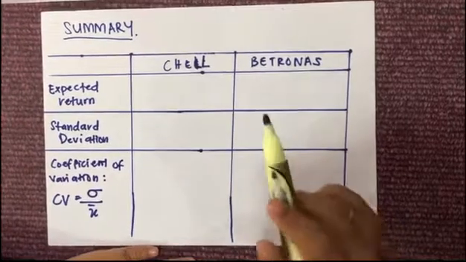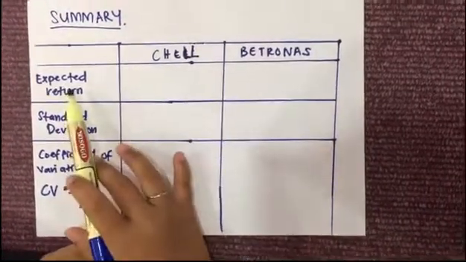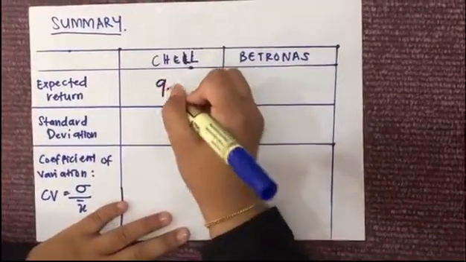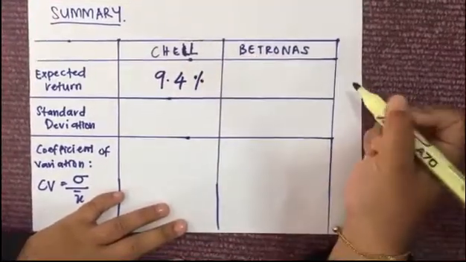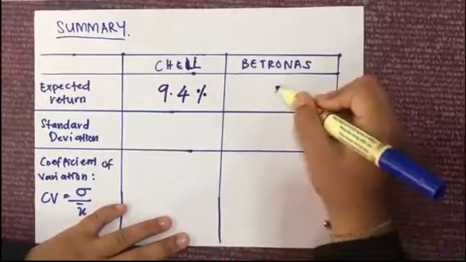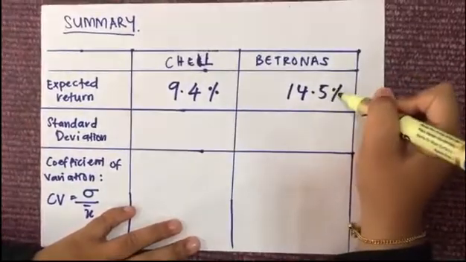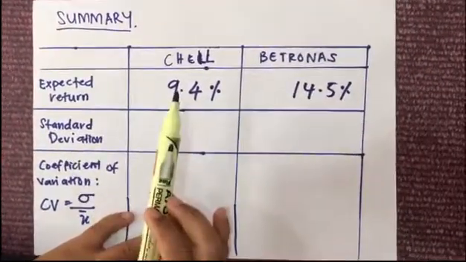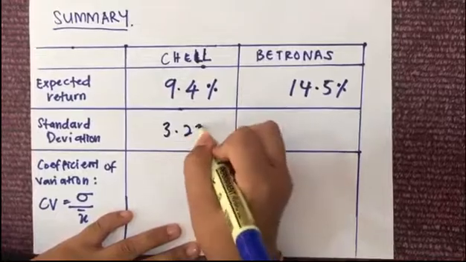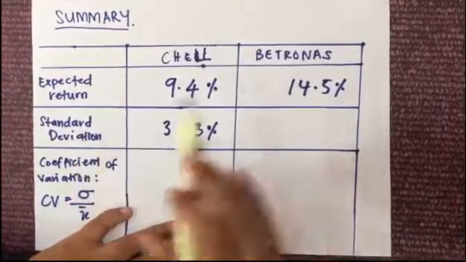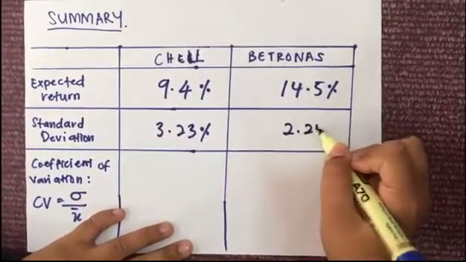Okay, the summary for Shell and Petronas is: the expected return for Shell is 9.4%, and the expected return for Petronas is 14.5%. The standard deviation for Shell is 3.23%, and the standard deviation for Petronas is 2.25%.